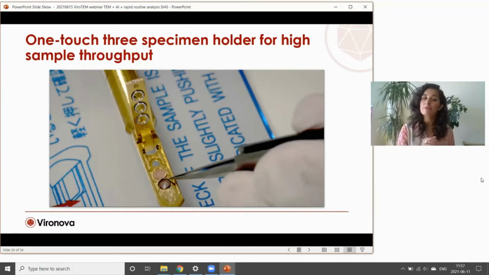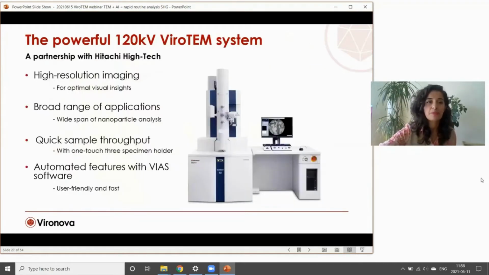And then when you're finished with them, you can reuse these grids, redo the analysis if you want to, or image it at a later time. And then finally, we've got the automated features with VS software. This is extremely user-friendly and fast.